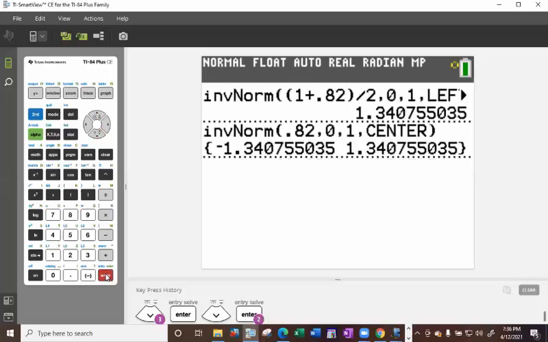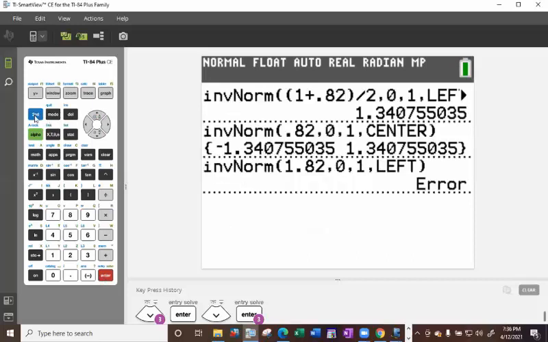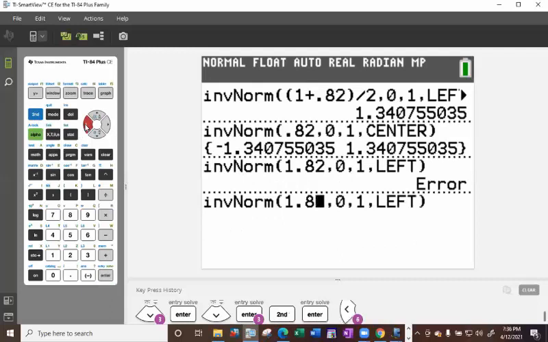There's where we were before. Wait, I must have typed something in wrong there. Oh, I forgot to divide by 2. 1.82 divided by 2, which is the first one we did.